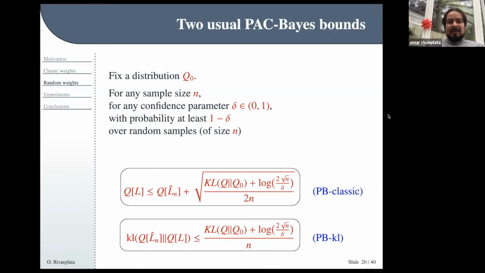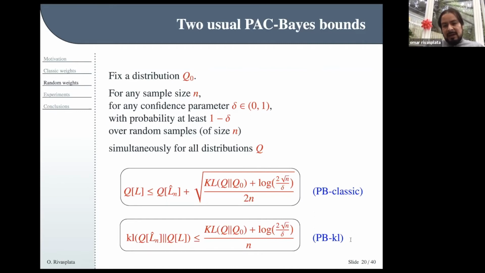Also, these bounds have a number of things, like N here is the number of examples used where you're evaluating this bound. This delta parameter here is the confidence parameter. And then these bounds, you should read them as saying that with high probability over random samples of this fixed size, and then simultaneously for any distribution Q, that's the distribution Q that we're using as a randomized classifier, this bound holds.